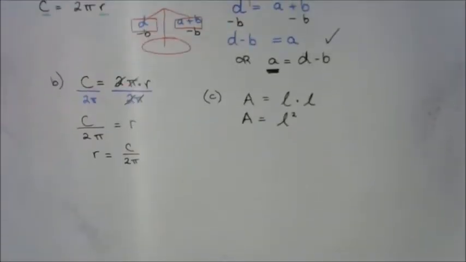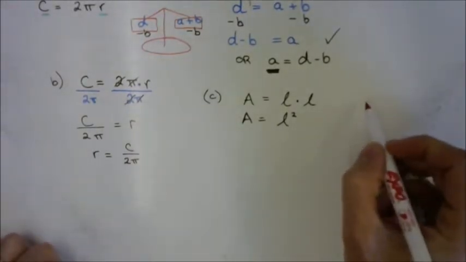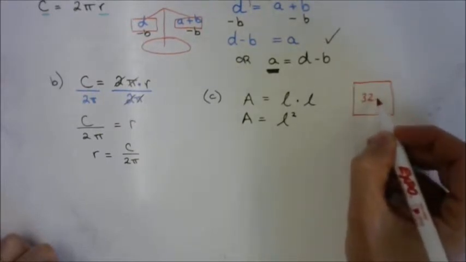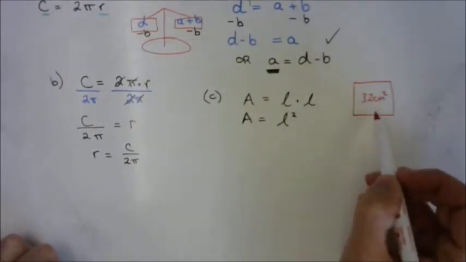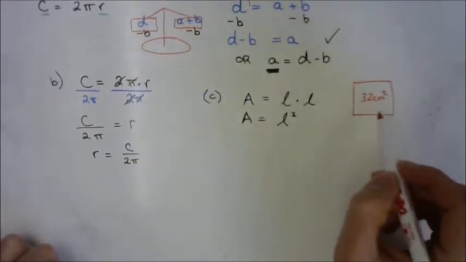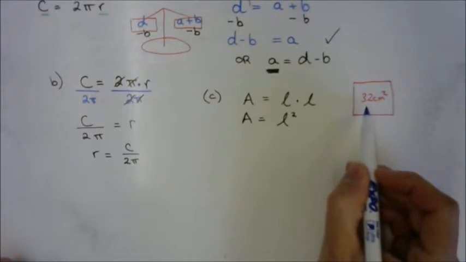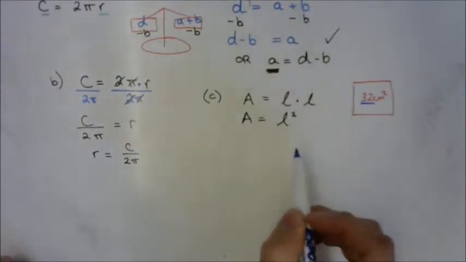Example C gives us our formula, A equals L squared. But it also says that we have a goal to find the length of the sides of a specific square. It gives us a square, and it says that the area is 32 centimeters squared. That's the number of squares taken up by this thing. So we can do it two ways. One way is to substitute in your value for A, and then solve.